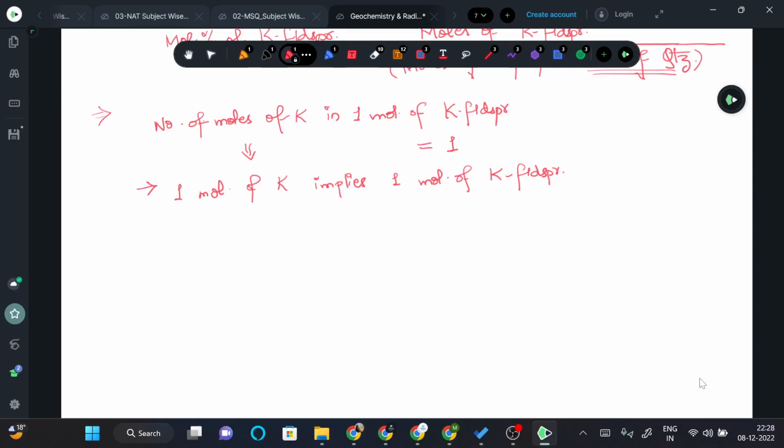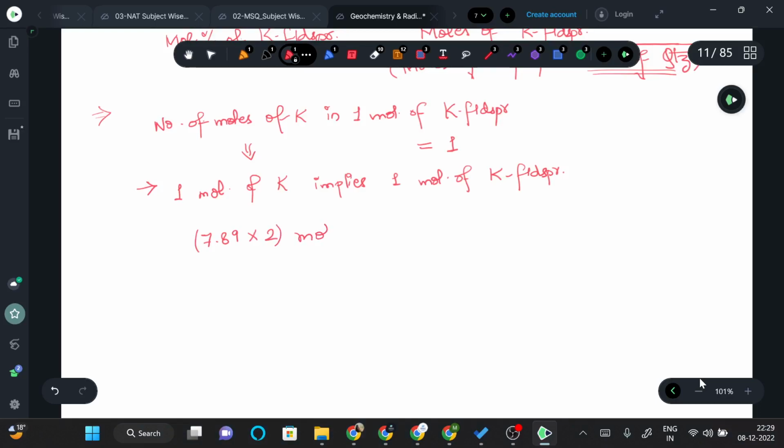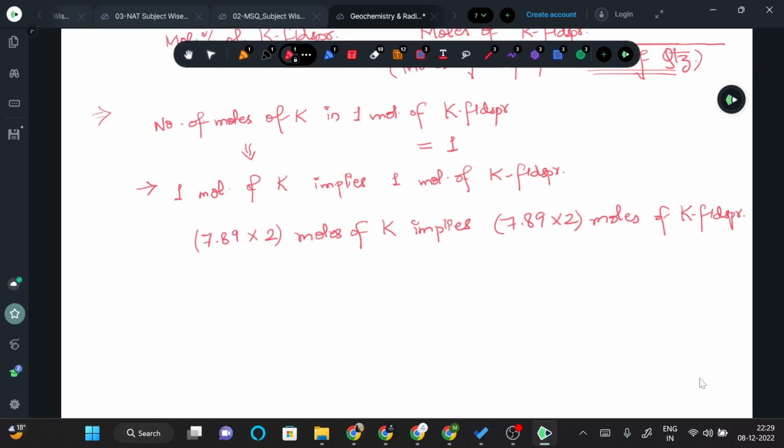So now how much K is there? 7.89 into 2 moles of K implies 7.89 into 2 moles of K feldspar. Why I multiplied by 2 here? 7.89 is the mole percentage given for K2O.